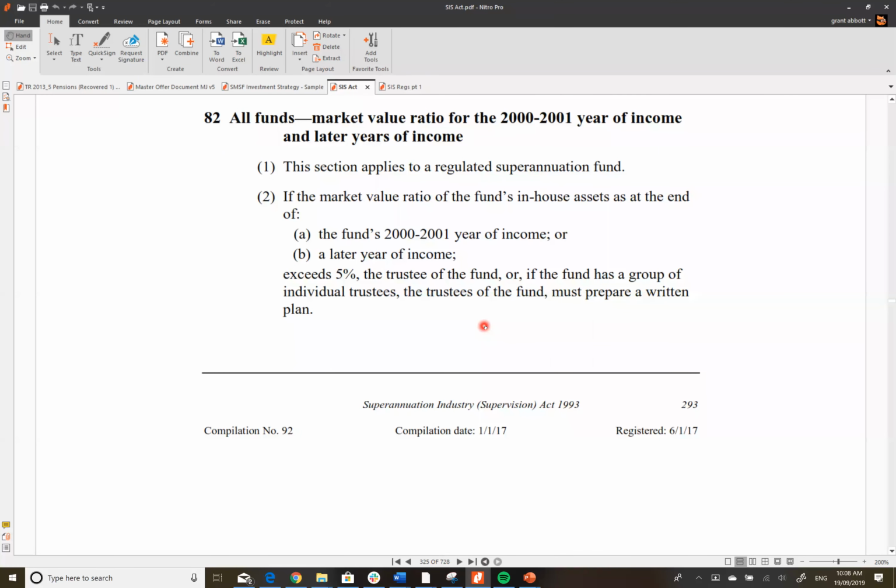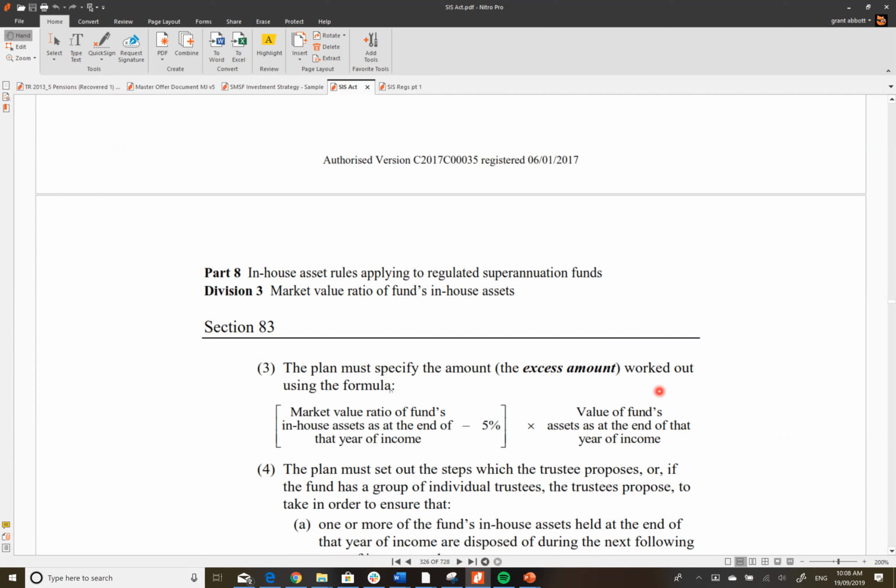So the plan must specify the amount, that's the excess amount worked out using the formula. Look at the market value ratio of the fund's in-house assets minus 5%. So let's say it's 10% minus 5, that's 5%, times the whole value of the fund's assets at the end of the year of income. So that's the excess amount. If the whole value of the fund's assets is $1 million, and our excess amount is 5%, that's $50,000. Does that sort of make sense?